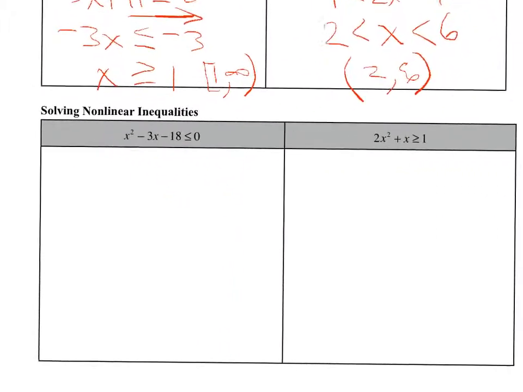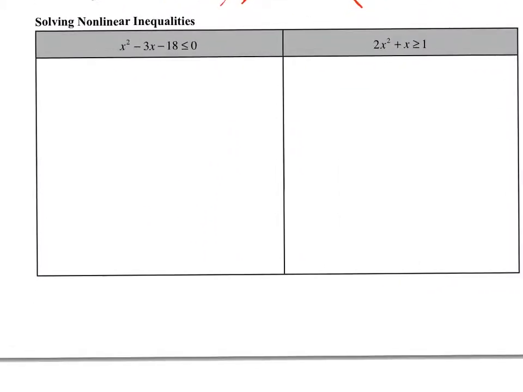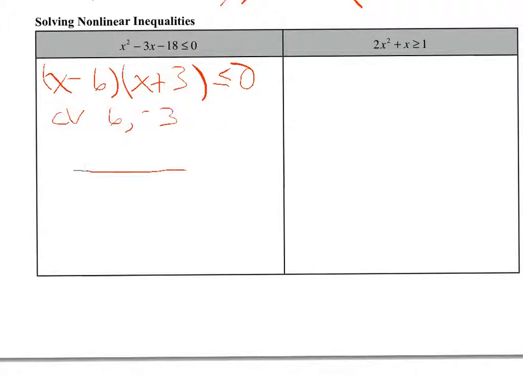And then we solved a few nonlinear inequalities. I know we did this first one in class together. Remember that one was easily factorable, and when we factored it, we got, what did we get? We got x minus 6 times x plus 3, like that. So that means that our critical values are 6 and negative 3. So we arrange them on the number line in order. There's negative 3, and there's 6.